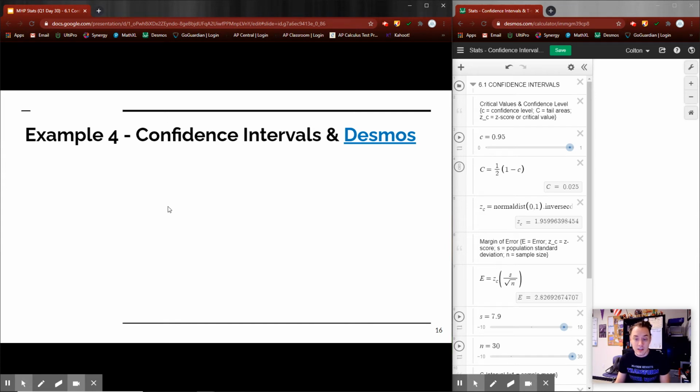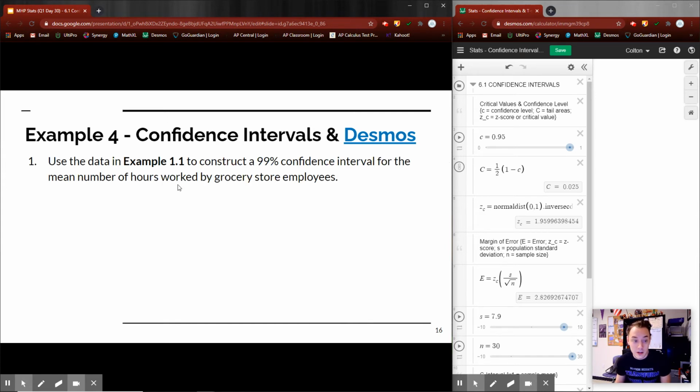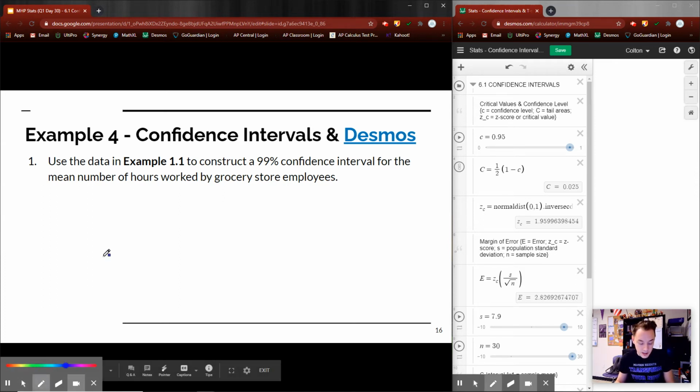Hashing these out using Desmos, and we're going to be using Desmos a lot. So we're going to be now using the data from example 1.1. Now use the data from example 1.1 to construct a 99% confidence interval for the mean number of hours worked by grocery store employees. Okay, so what do I do? That's the first thing I want to ask.